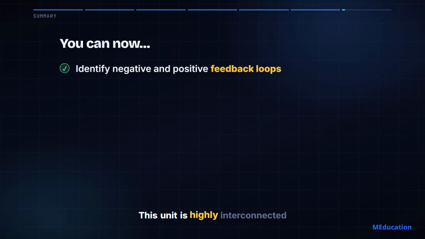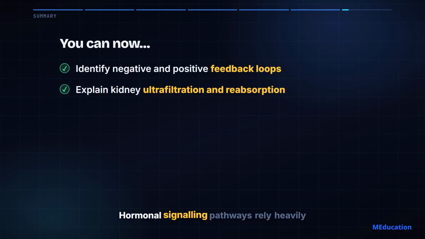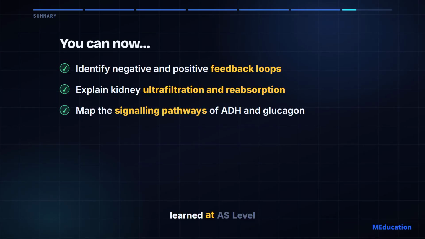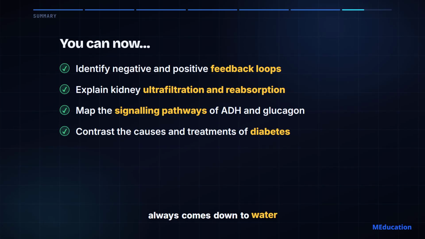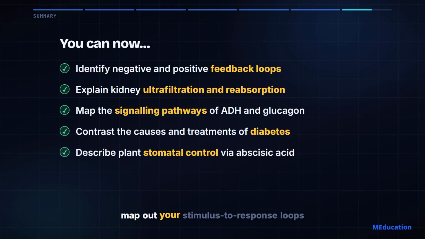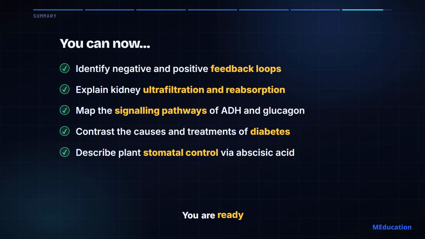This unit is highly interconnected. Hormonal signaling pathways rely heavily on the receptor principles you learned at AS level, while the movement of water always comes down to water potential. Master the vocabulary early, map out your stimulus to response loops, and you will dominate the paper 4 structured questions. You are ready. Let's begin.